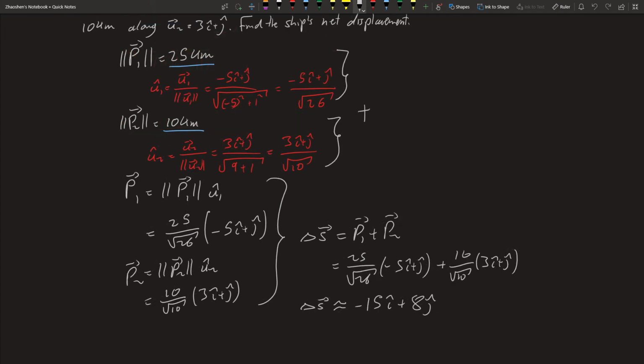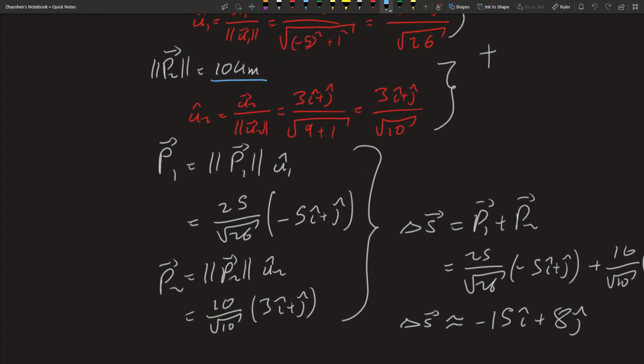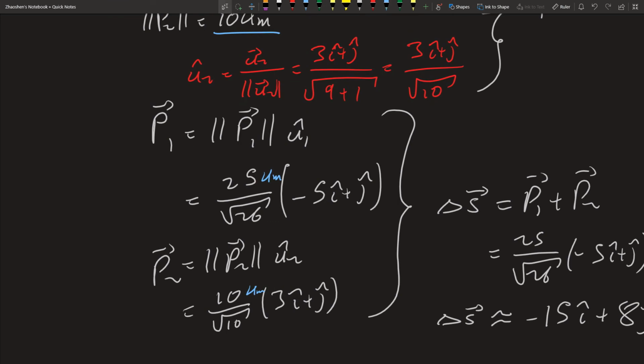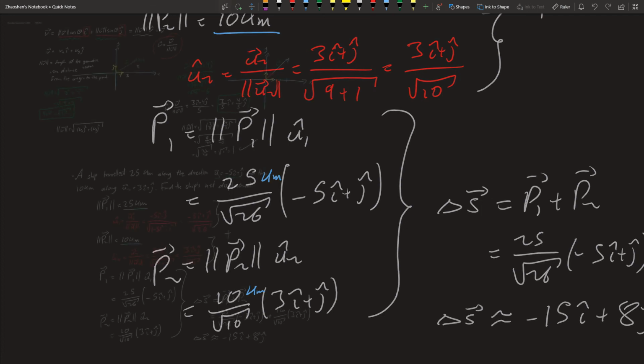The reason why unit vectors have no units is because, here, when I calculated the vector p1, I multiplied the magnitude of p1 times the unit vector. I forgot to put kilometers here. So there should be kilometers, there should be kilometers. So as you can see, the vectors have units. But if, for example, the unit vectors had units as well, there'd be kilometers here. That means our answer would be kilometers squared, which we of course do not want. So we say that the unit vector is unitless.